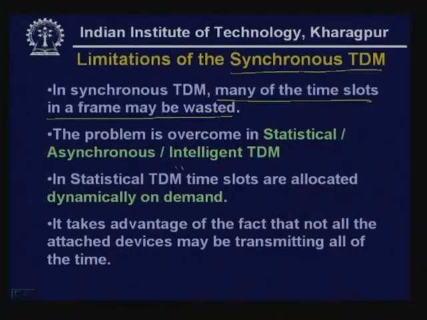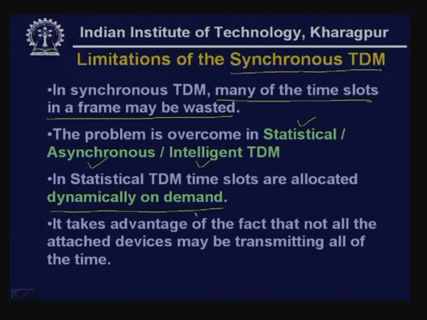So, it is referring to asynchronous time division multiplexing, but sometimes it is called statistical time division multiplexing or intelligent time division multiplexing. So, in this asynchronous time division multiplexing, slots are allocated dynamically on demand. In the previous case, as you have seen, the slots are pre-assigned, dedicated to each channel. Here it is not so. Depending on whether a particular channel has some data or not, a slot is allocated dynamically. So, no slot is assigned to a particular source.